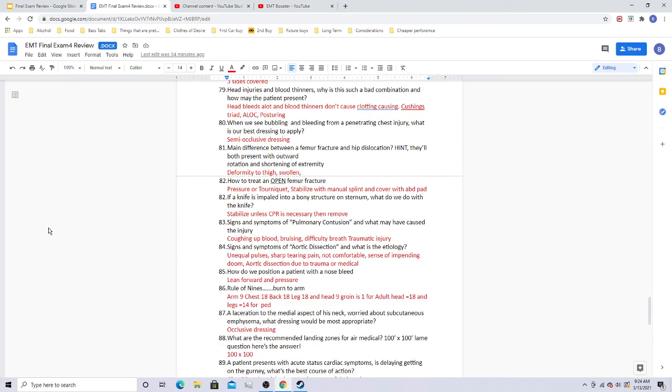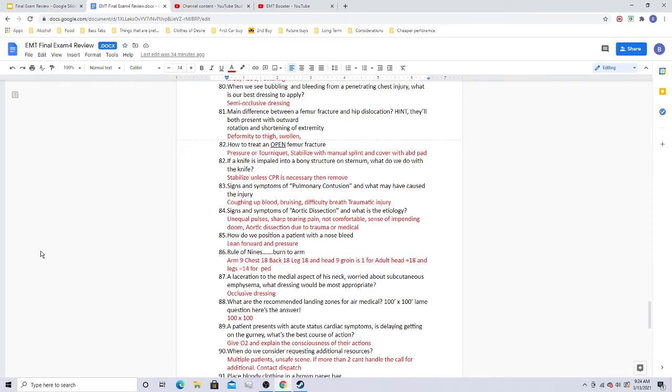How do we position a patient with a nosebleed? Lean forward, pressure on the nose. They can generally throw up, so don't lean them back. Leaning back will just make them more prone to throwing up.